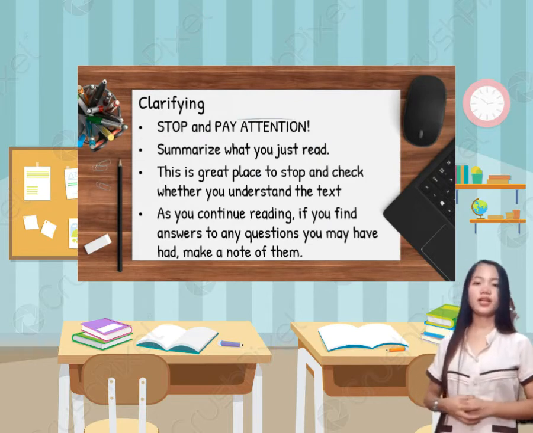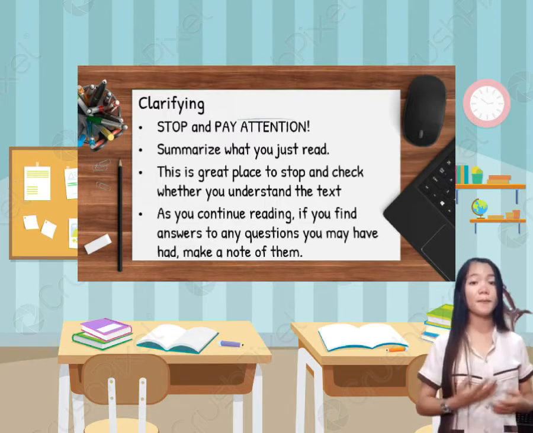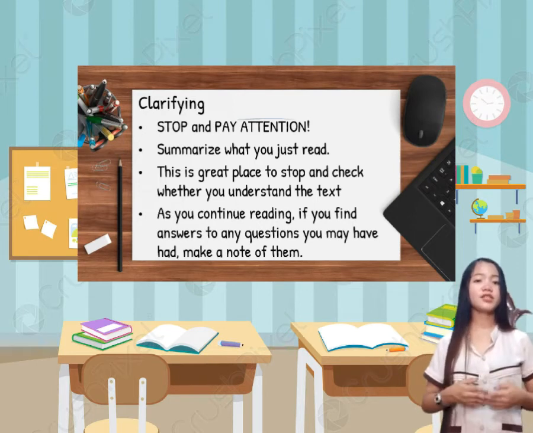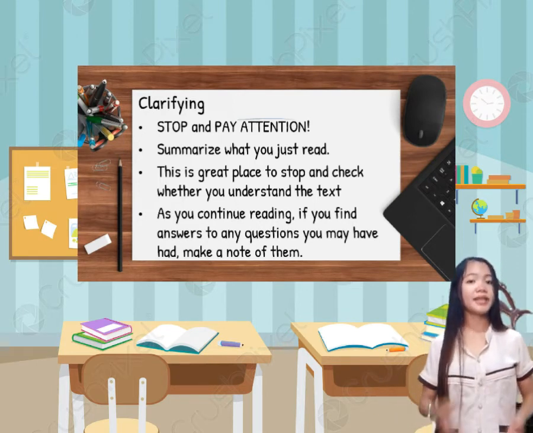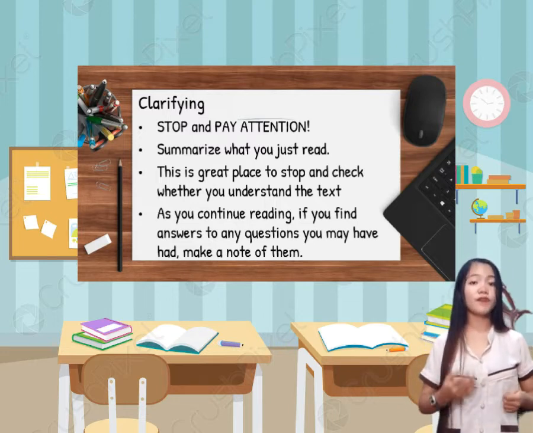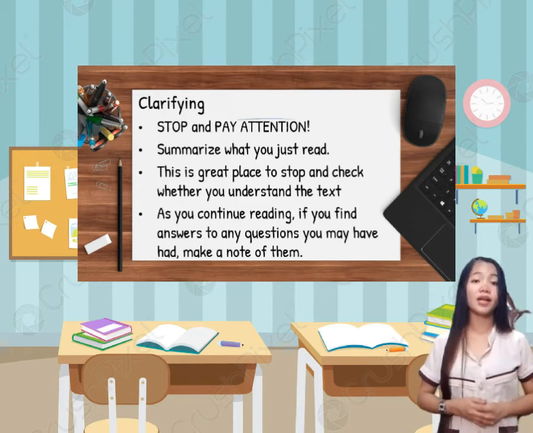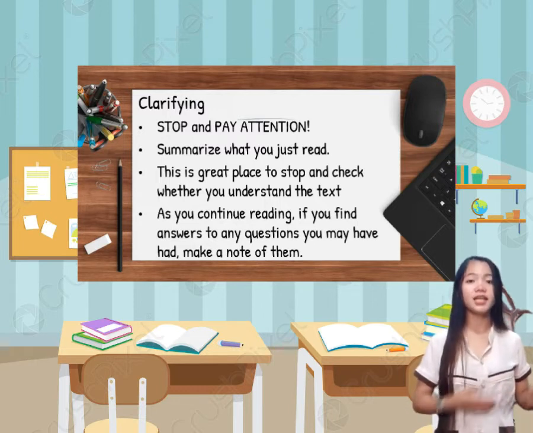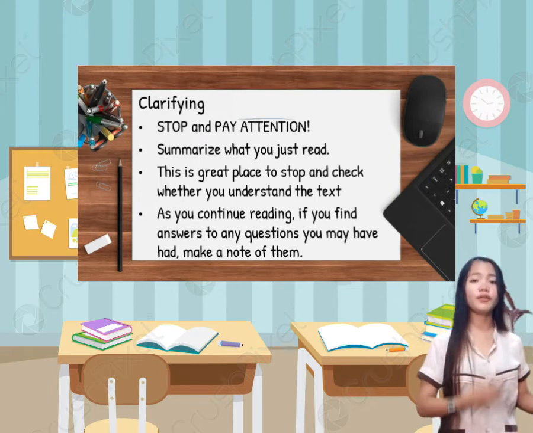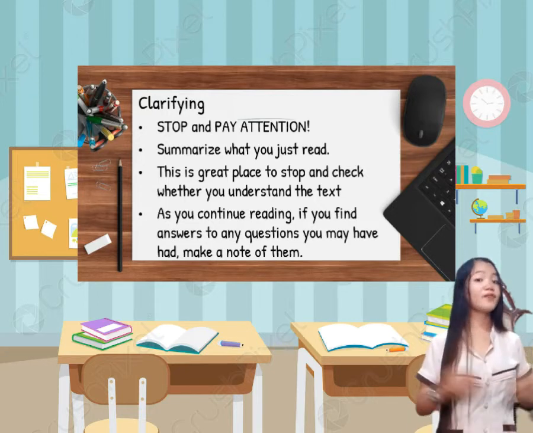Stop and pay attention. Summarize what you just read. This is a great place to stop and check whether you understand the text as you continue reading. If you find answers to any questions you may have had, make a note of them. So in clarifying, you need to pause after a page or two to review what you understand. Expect to have your understanding change and develop as you read on. So clarifying can signal when you're confused and need to reread a passage. So that's it. The last one is evaluating.